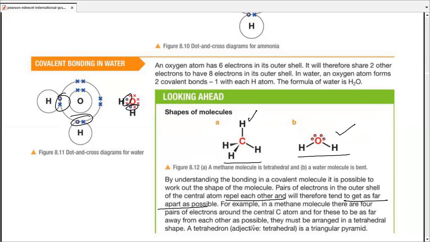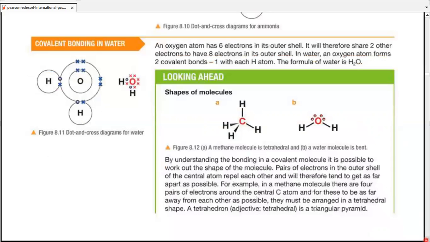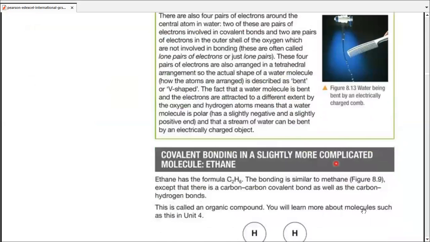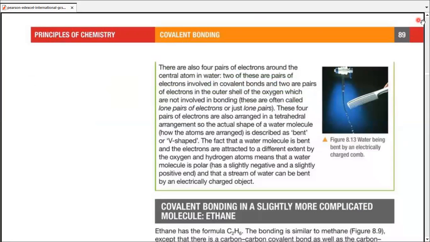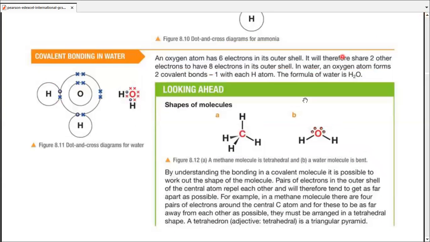What we use for methane is the word tetrahedral, and for water we can use other words such as triangular, pyramidal, or bent. All right. Now, of the 4 pairs of electrons around the central atom in water, 2 of these pairs are electrons involved in covalent bonding. Let me go back to explain this to you.